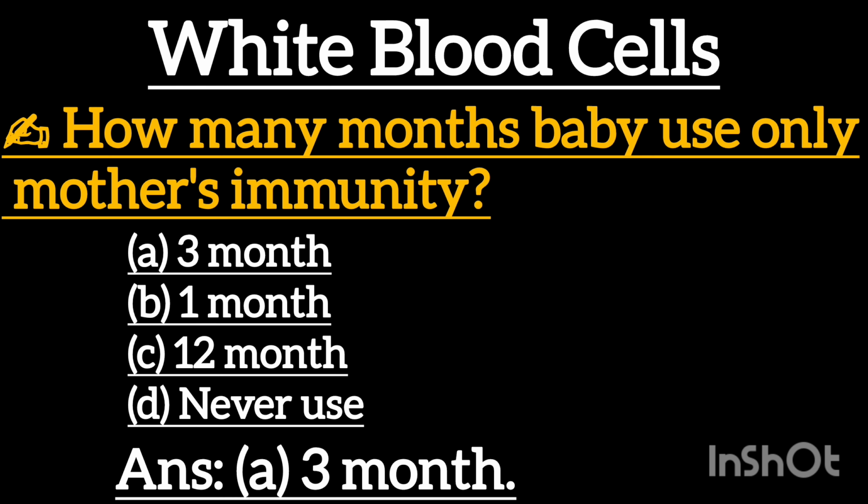Next one: how many months does a baby use only the mother's immunity? Option A, 3 months. Option B, 1 month. Option C, 12 months. Option D, never use. Correct answer is option A, 3 months.